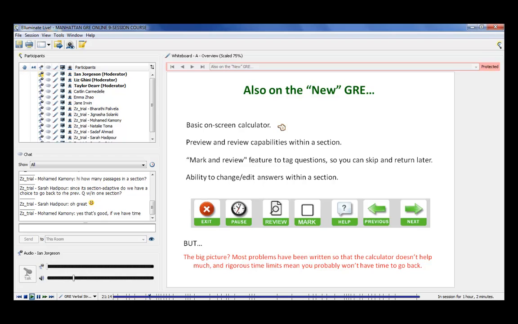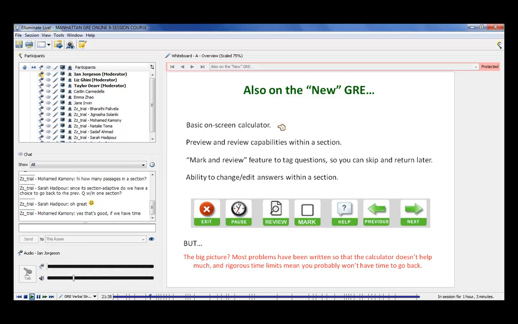The other big change is that there's going to be a basic on-screen calculator for the math portion of the test. And by basic, we mean really basic. It will allow you to multiply, add, divide, and subtract, and not a whole lot else, to be honest. Most of the problems are written in a way that using the calculator might actually make things harder. And we'll talk a lot about that when we're working on math.